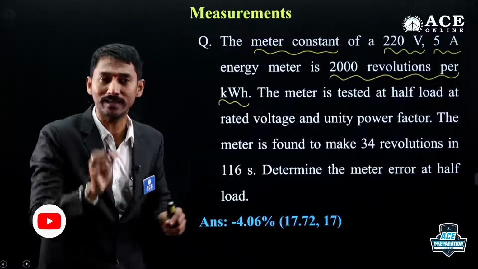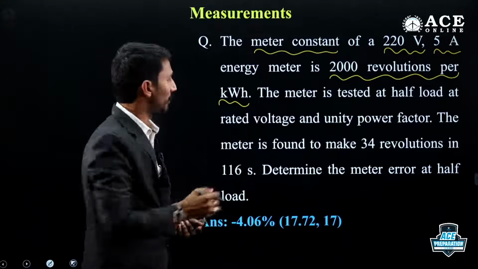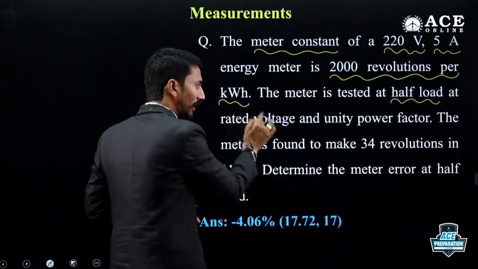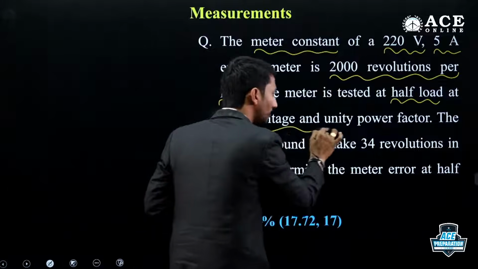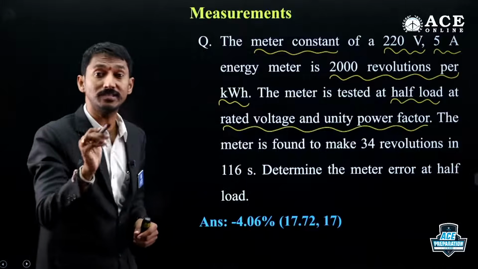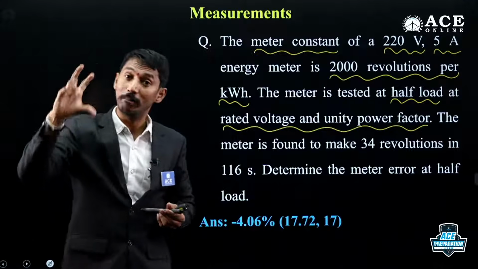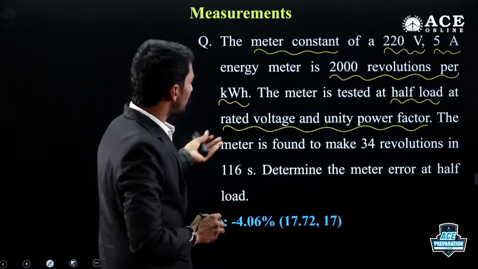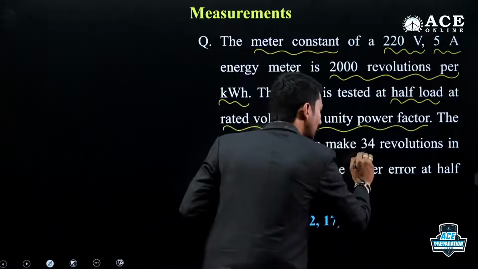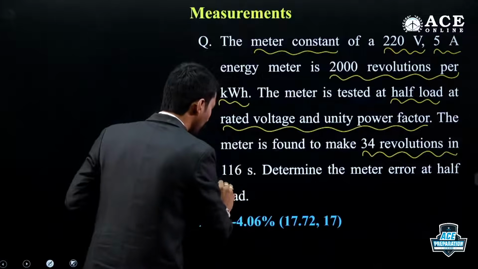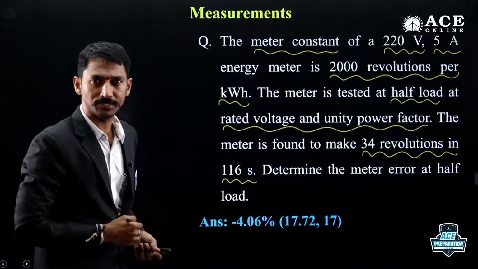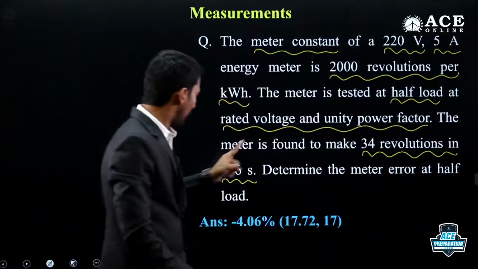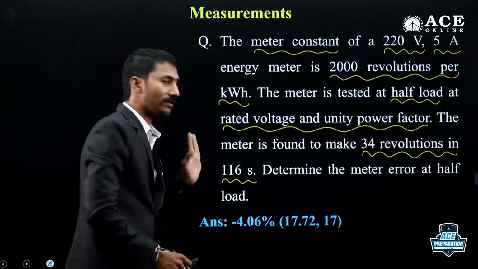Very, very crucial point. I can say this is the key point. The meter is tested at half load at rated voltage and unity power factor. Therefore, testing is done at half of the load, but voltage is rated and power factor is unity. Right? The meter is found to make how many revolutions? 34 revolutions in 116 seconds, meaning the operation time is this much. Determine the meter error at half load.